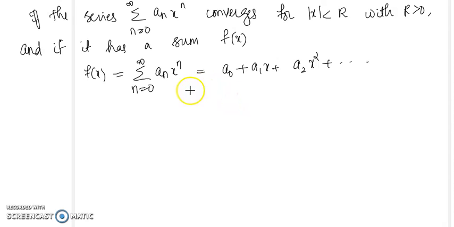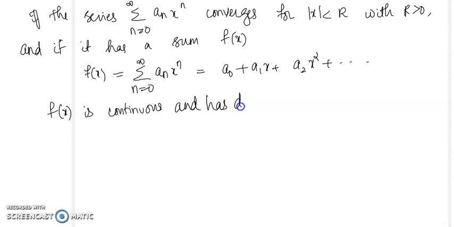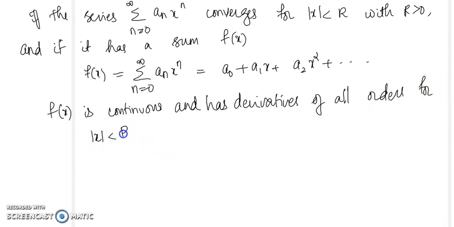Now if your series converges, then you can see that f of x is equal to this sum. So therefore f of x is continuous and differentiable for all orders in the interval mod x less than r. So f of x is continuous and has derivatives of all orders for mod x less than r.